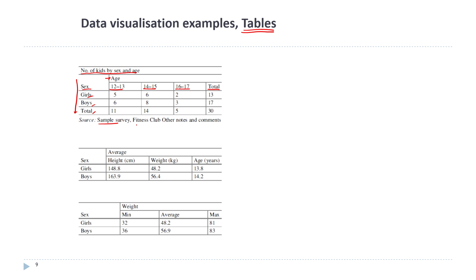This sample survey, fitness club, other notes and comments comes as a footnote here. Yes, cells are most important here. Girls aged between 12 to 13, there are 5 girls. Girls aged between 14 to 15, there are 6 girls. Girls between 16 to 17 years of age are 2. Total number of girls are 13. These are the cell points.